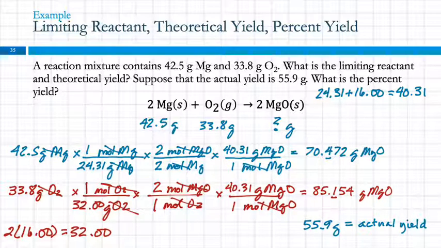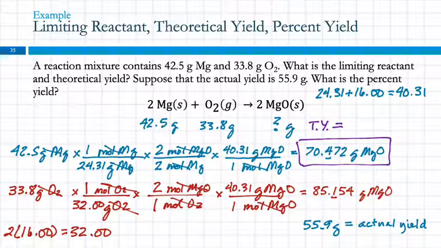So even though we had a smaller mass of oxygen, that would make a larger mass of magnesium oxide. So how much magnesium oxide can we actually make? The 70. So you pick the smaller one just like we did for the pizzas. So the smaller one gives us our theoretical yield. I call that TY, T-Y, theoretical yield equals 70.5 grams of magnesium oxide.